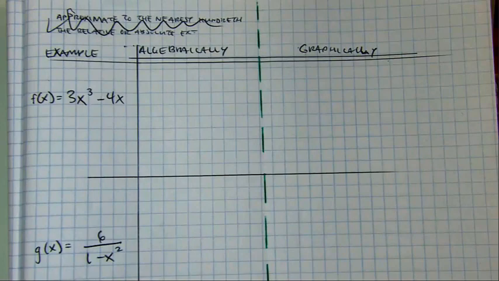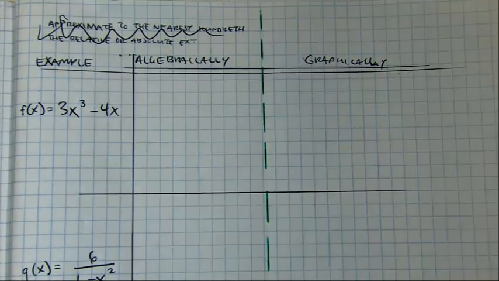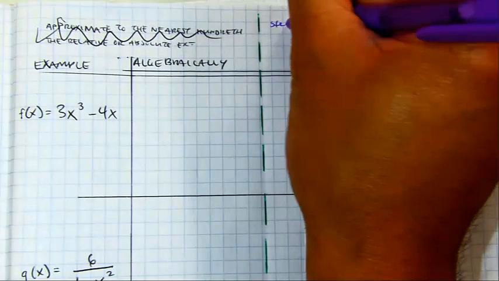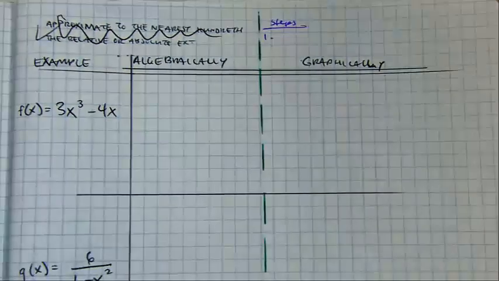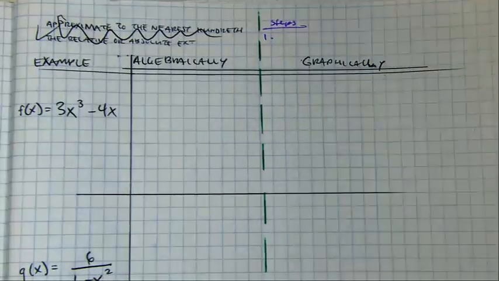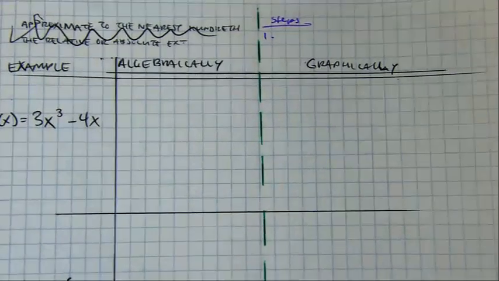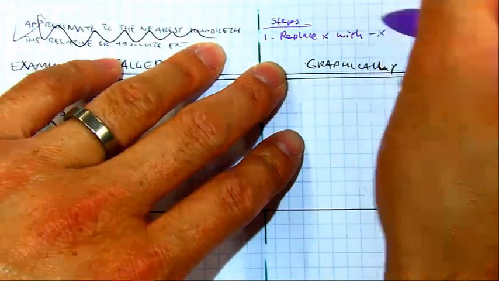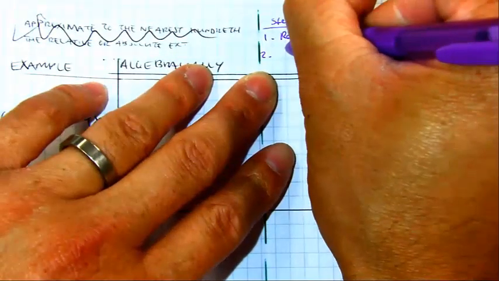All right, we got three functions here, and we're going to figure out their symmetry. Everyone say symmetry? Symmetry. Partner A tell partner B, how do you find the symmetry of a function algebraically? Ready, set, go. Brian, enlighten us. Replace x with negative x and compare.